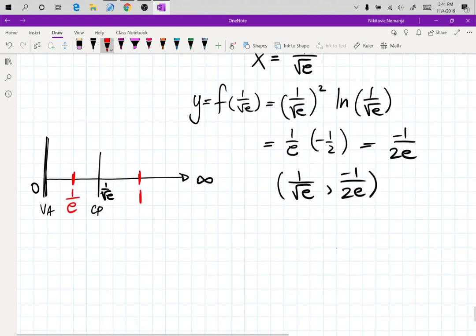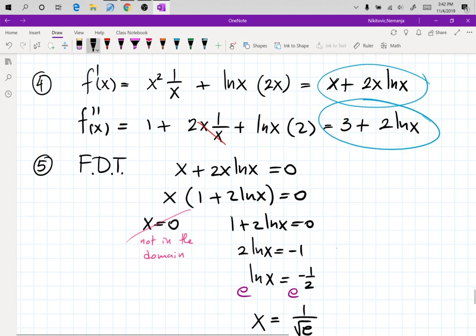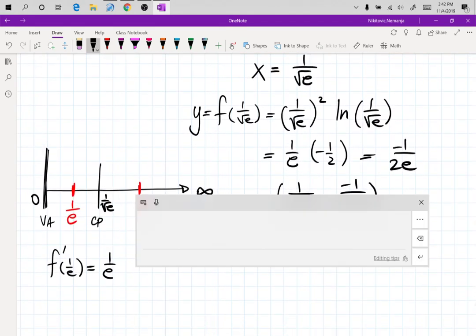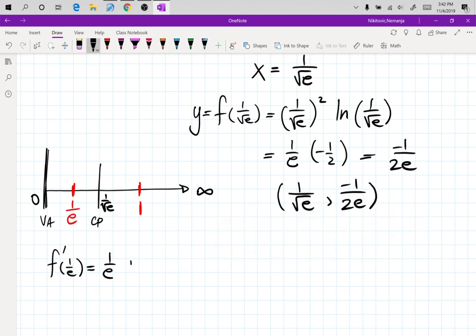And now we run the first derivative test at 1 over e, and our first derivative is x plus 2x ln x. There we go.